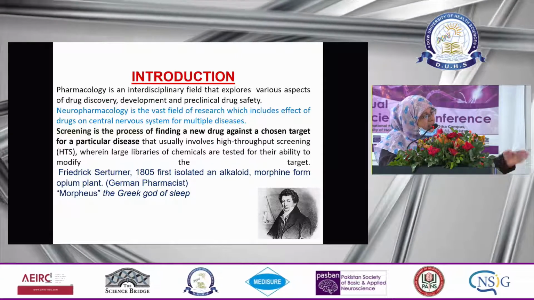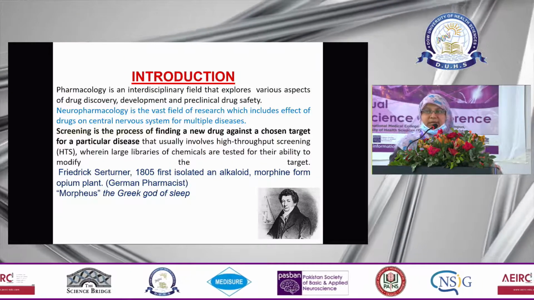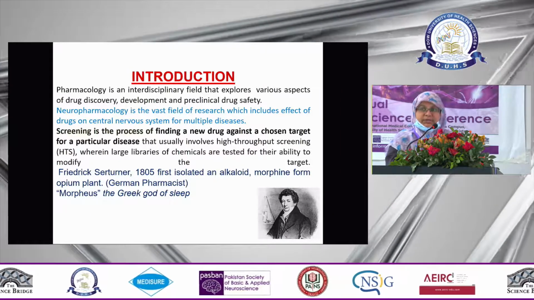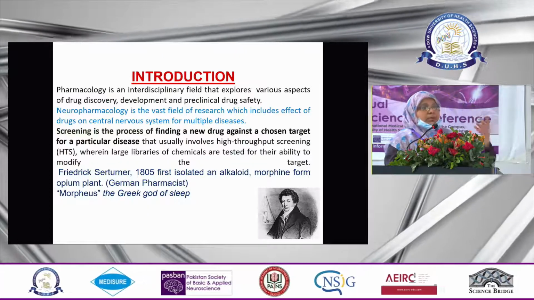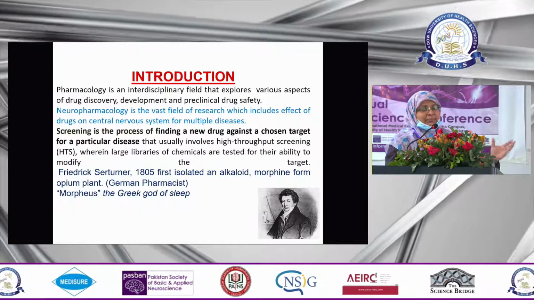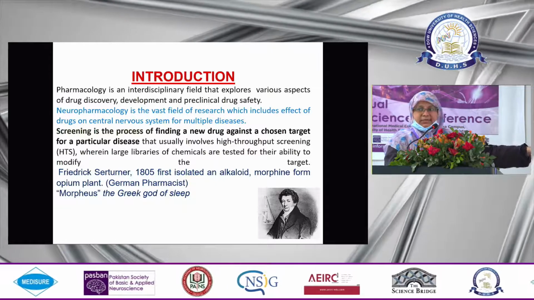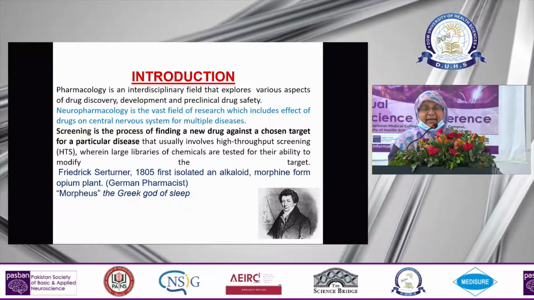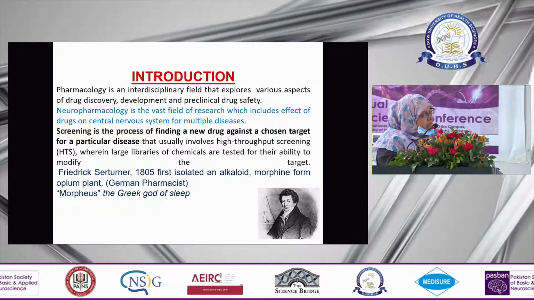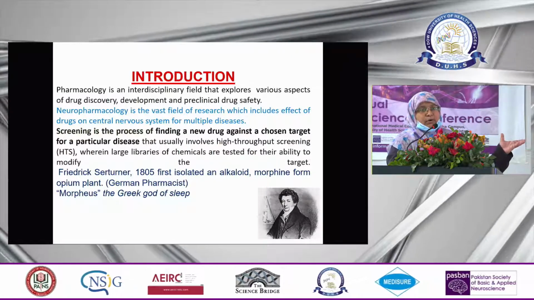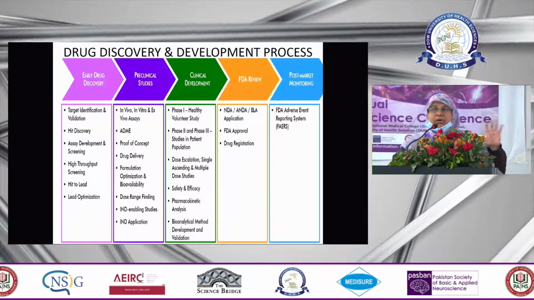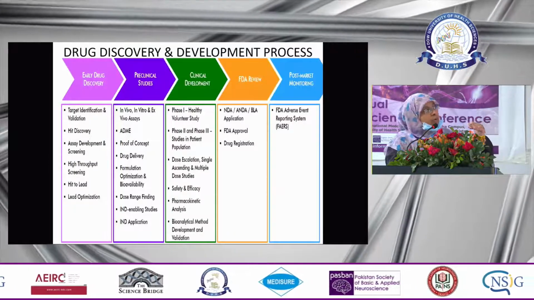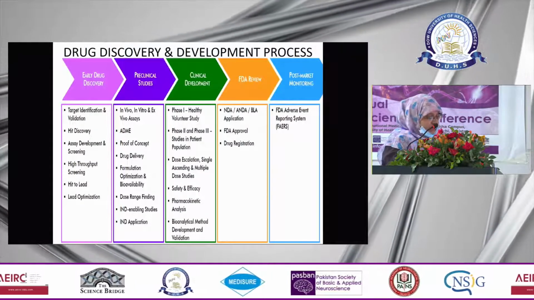Historically, I just want to identify this man, Friedrich Sertürner. He isolated morphine from the opium plant in 1805. Dr. Vasudev was discussing substance use, and morphine can be highlighted as one of those. It can be misused. He was the first person to isolate it from the opium plant, and he used it himself and studied the effects. Hence, it was named Morpheus, after the Greek god of sleep. This is a small summary of how the drug discovery and development process goes, starting from the early drug discovery.